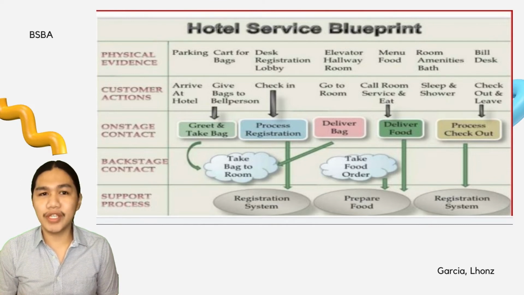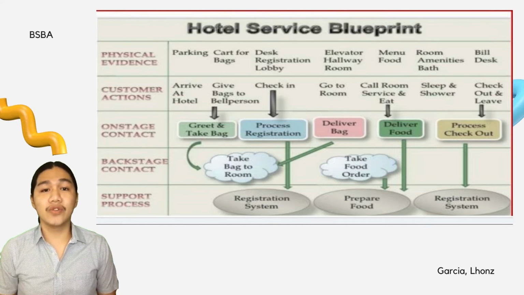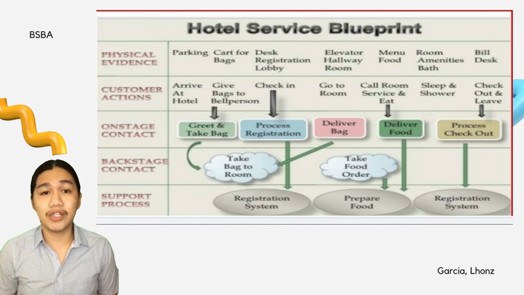When the customer gives their bag to the bell person, it will fall onto the customer actions. And then the bell person greets and takes the bag, which serves as on-stage contact. And lastly, they take the bag to the room, which will fall onto the backstage contact.